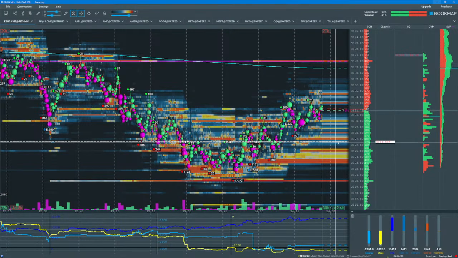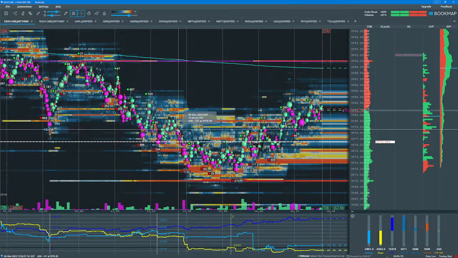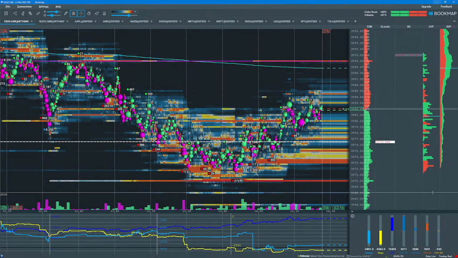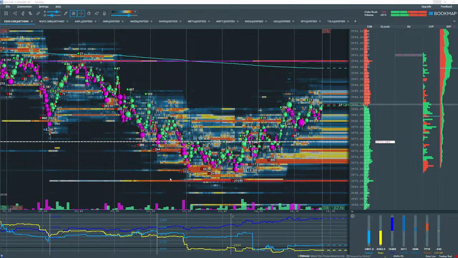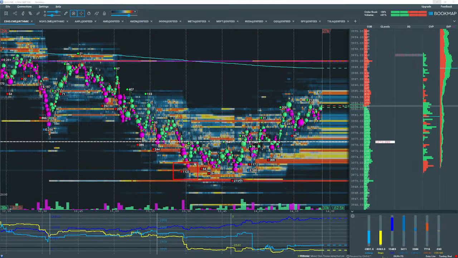Here you were assuming this level would be support. Price broke through. Here, just look at the clues: large stop orders moving price through. If I expect this level to act as support, that's how I would look at it, and I'm going to confirm that in order flow.